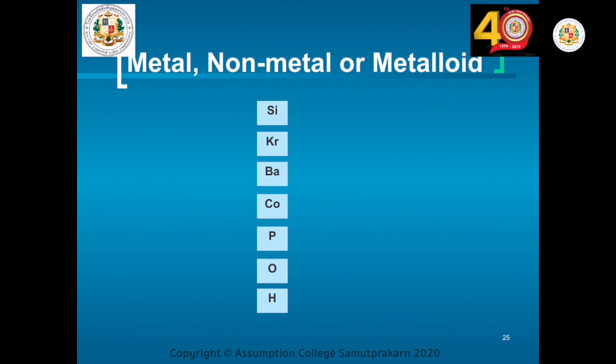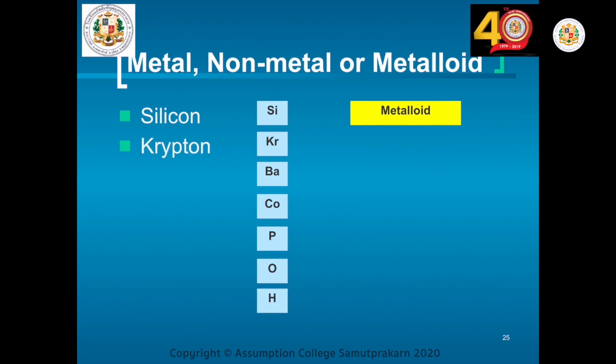Okay, so let's answer them together now. What is the name of the element Si? Very good. It's called silicon. And silicon is in what state? Very good. It's a metalloid. Next, Kr is the element. Right, it's krypton. And it is? Very good. It's a non-metal.